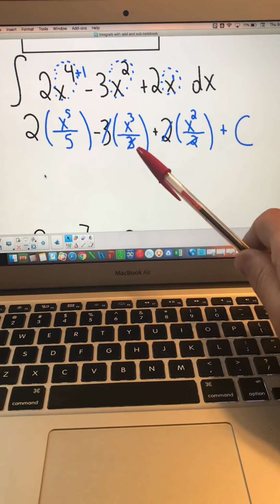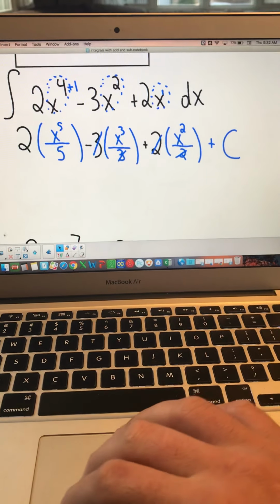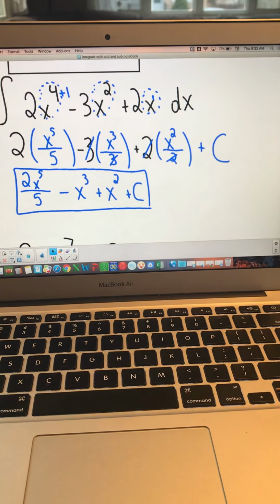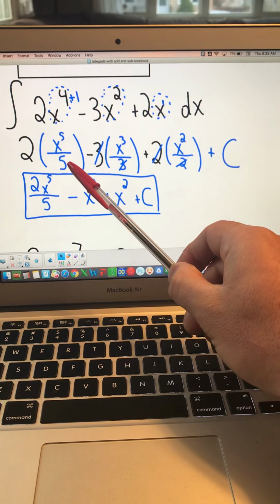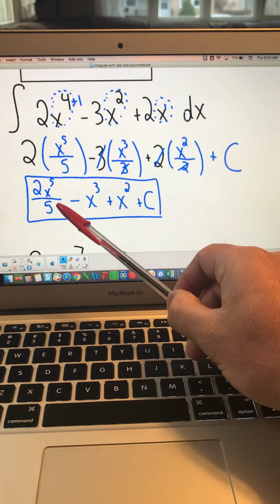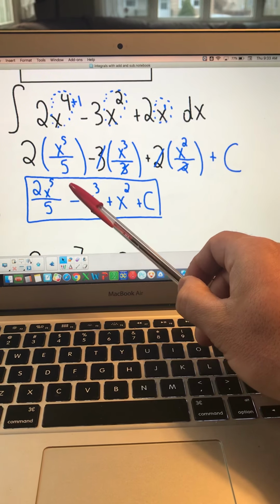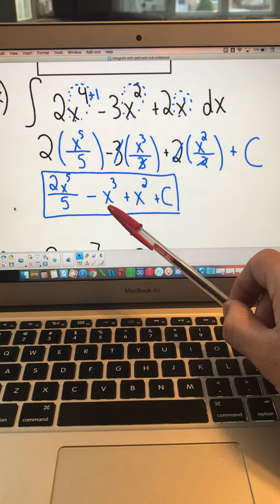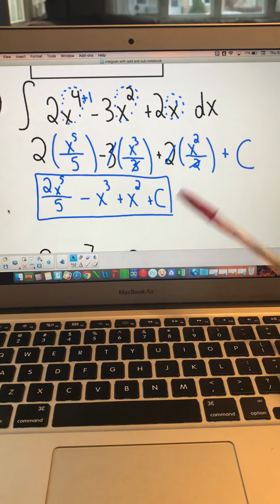These 3's will cancel. These 2's will cancel. The 2 over 5, right? 2, and we've got the 5 in the denominator. We could just write that as 2 over 5, x to the 5th. Or 2/5 x to the 5th. This portion will reduce to negative x to the 3rd. This portion will reduce to plus x squared plus Carlos.